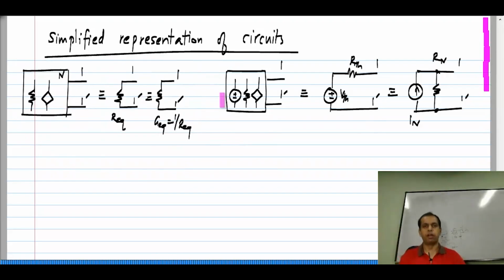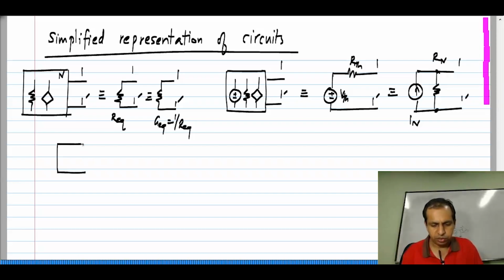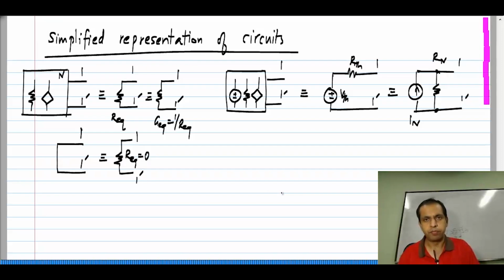Now, you may be wondering why so many alternatives are necessary. I will show you very simple examples where some of them are legitimately defined and the others are not. For instance, let us say that between 1 and 1 prime, there is a short circuit. Inside the circuit, somehow it could be a direct short circuit or it could be emulated using control sources, whatever it is. Then this can be legitimately represented by an equivalent resistance which is 0.